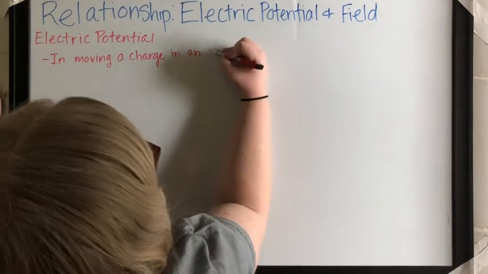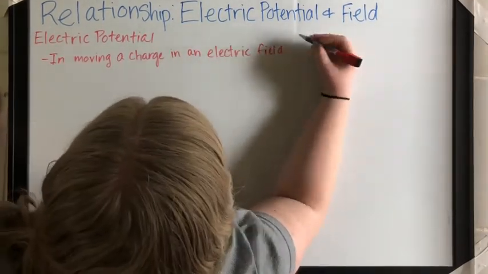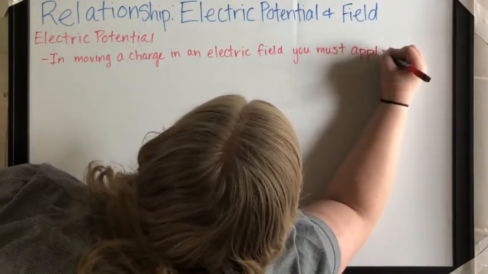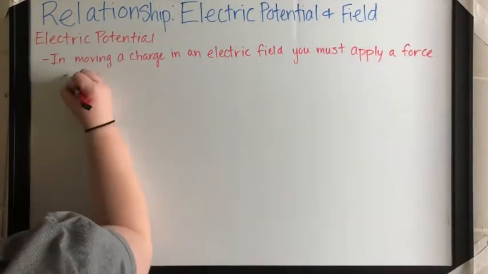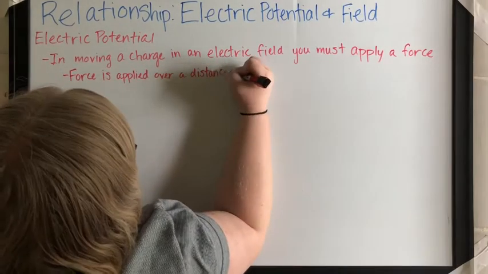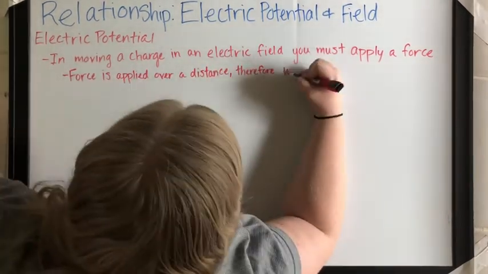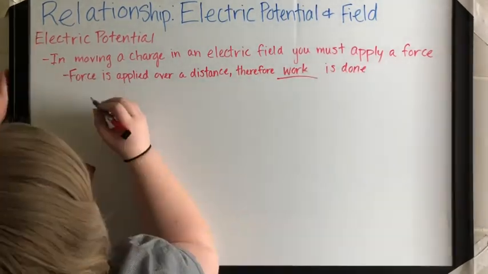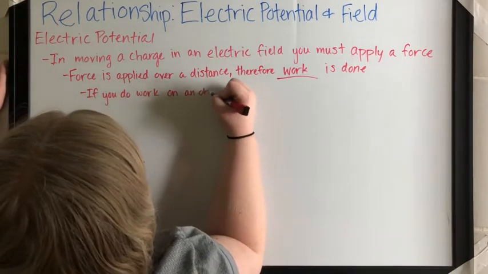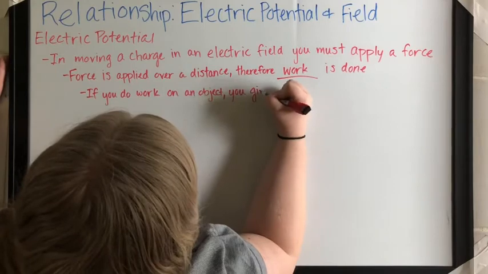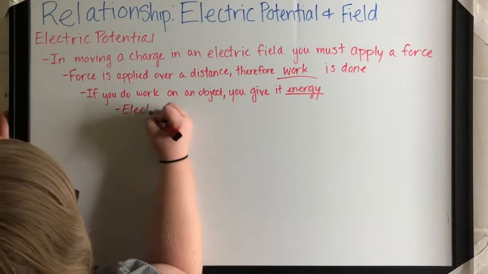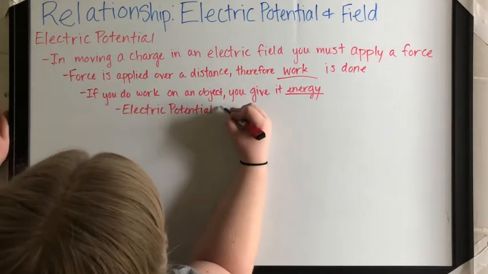Next, we will be talking about electric potential. When talking about electric potential, it is important to discuss the relationship between electric potential and work. In moving a charge in an electric field, you must apply a force. And this force is applied over a distance, so therefore work is done. And then if you do work on an object, you give it energy. And in this case, the energy it is given is electric potential energy.